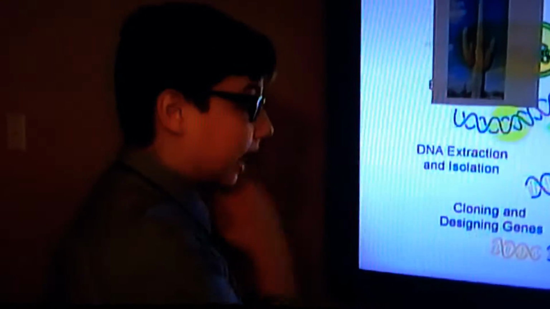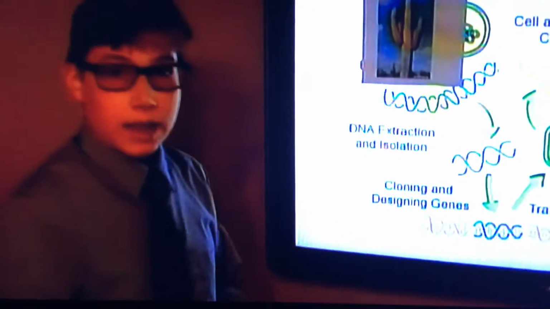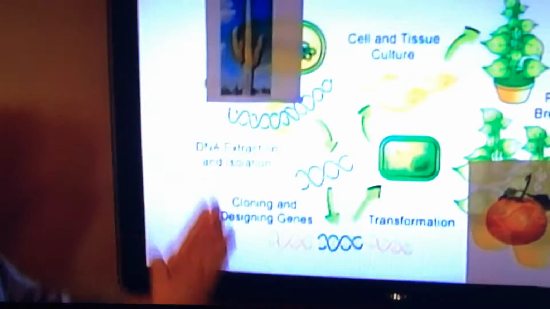Step 1. Extract the desired trait from the cactus. Step 2. Cloning and designing the genes. Step 3. Transformation. Step 4. Plant breeding. And finally, you have the cactarine. These cactarines are sure delicious. The benefit of this GMO is it can almost be produced anywhere, including starving third world countries. Potentially, this cactarine can change the world.